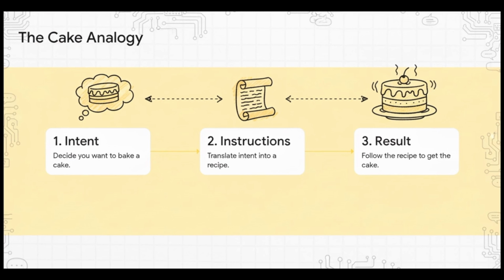Think about it like this. Let's use a cake analogy. You want to bake a cake, right? That's your intent. So what do you do? You find a recipe, which is just a set of instructions. And then you follow those instructions and bam, you get a cake. See? Intent, instructions, result. Super simple.